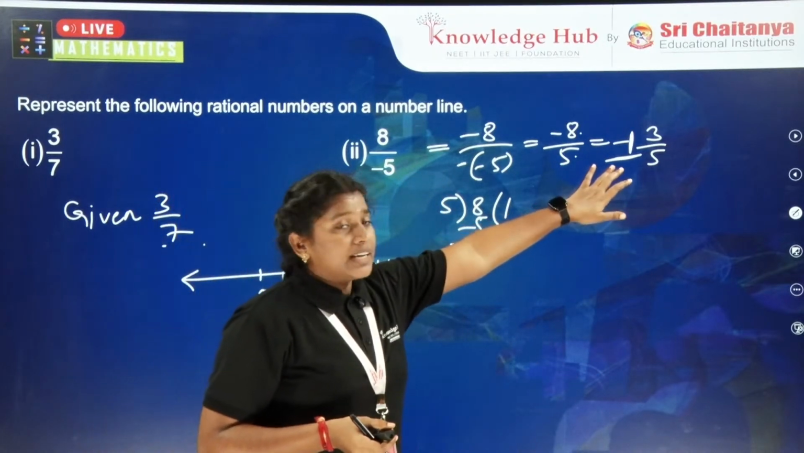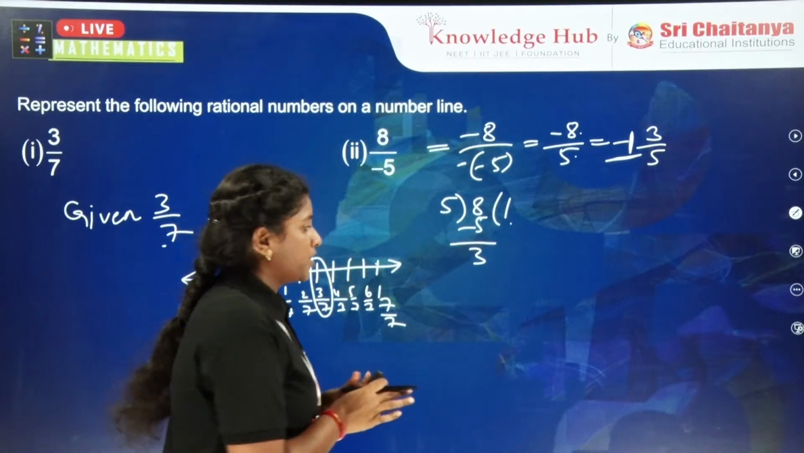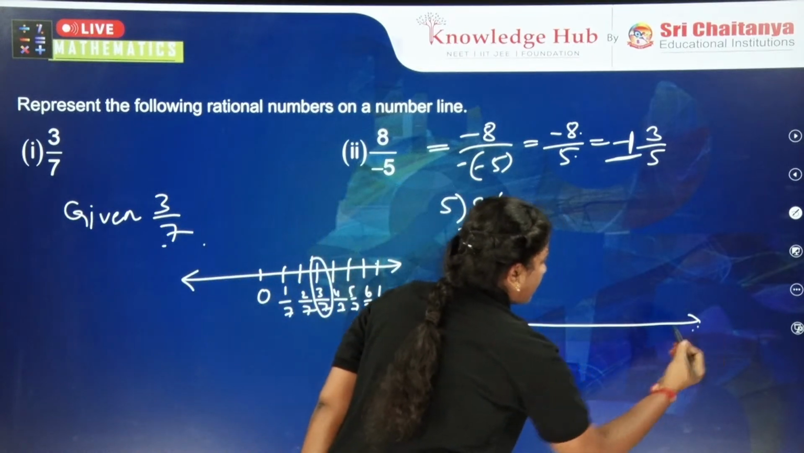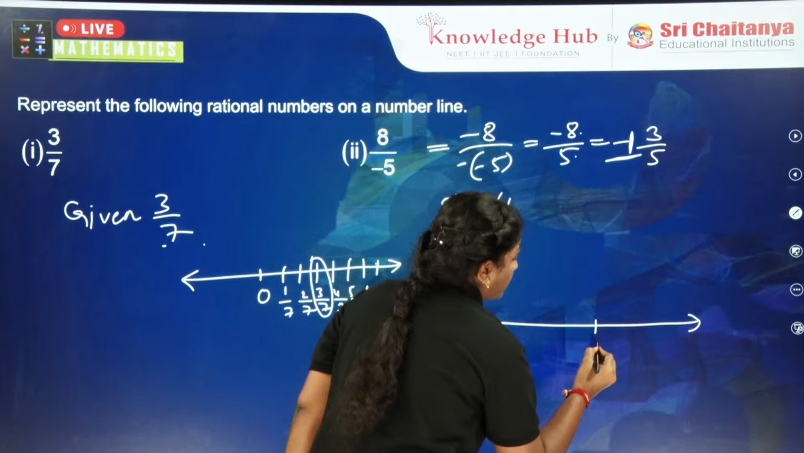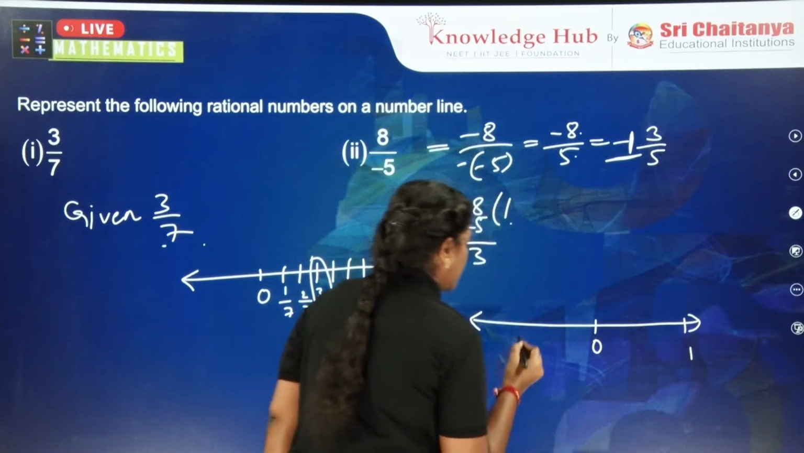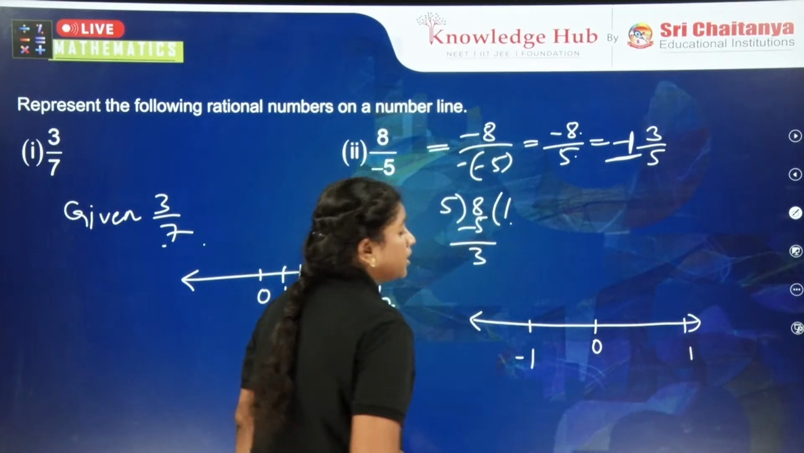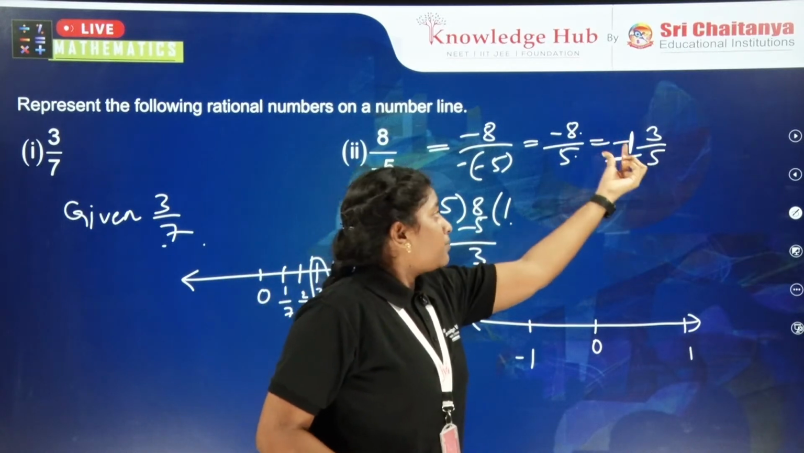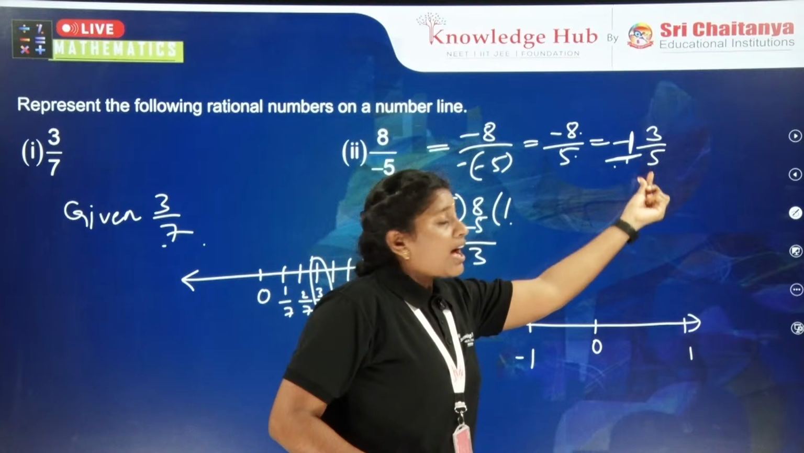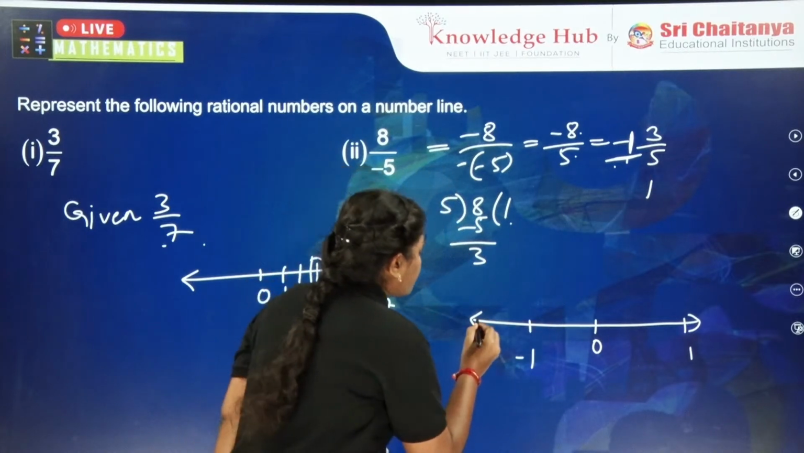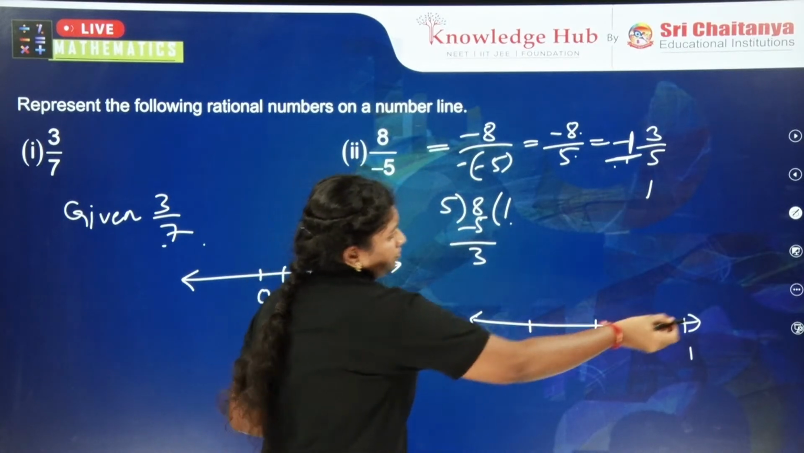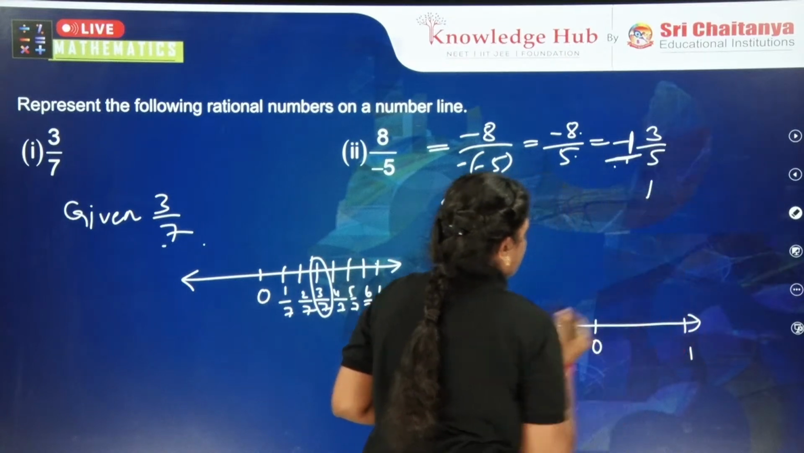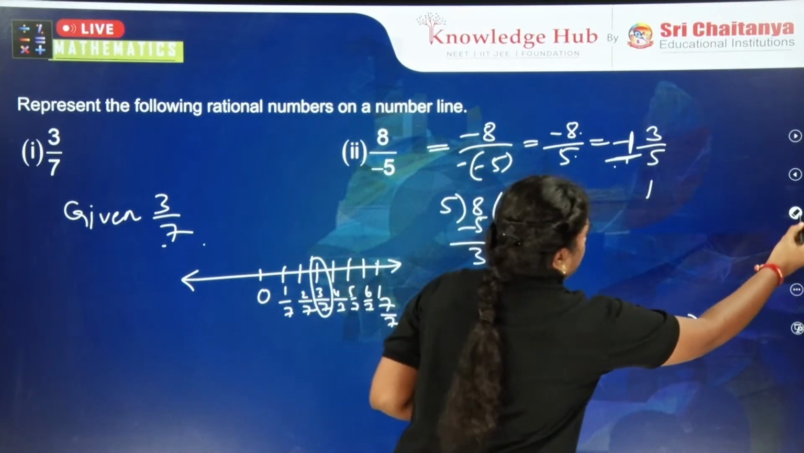So -1 means it lies on the left side of the 0. So we are going to take the number line. Here it is 0 and here it is 1 and here it is -1. Now it is -1, 3 by 5. It means after -1 we are having the 3 by 5. So we are going to take up to the -2.